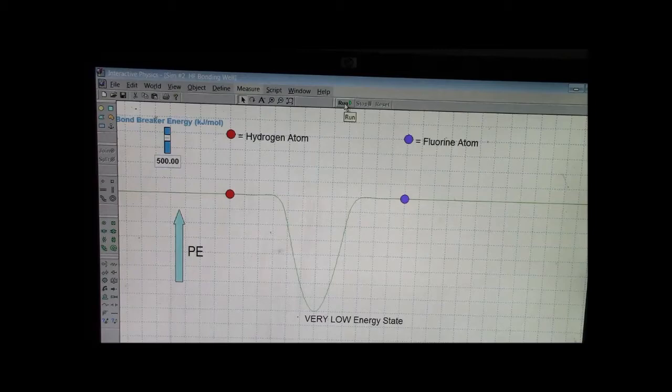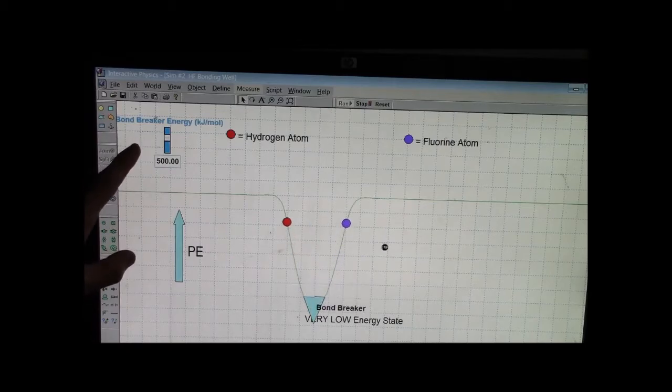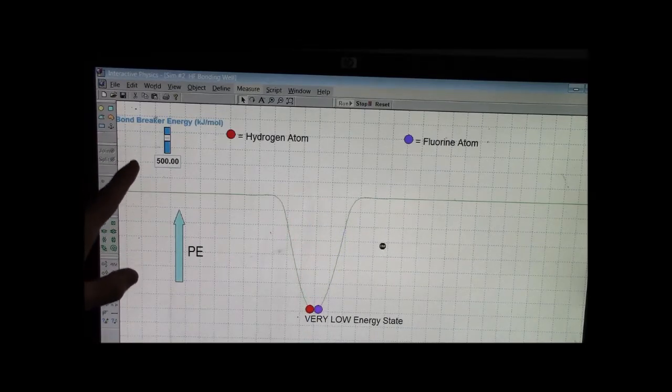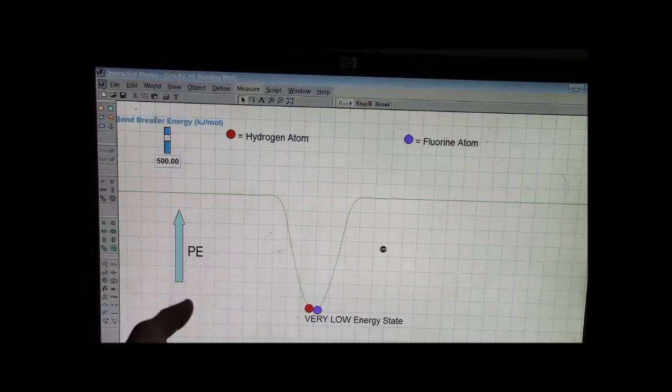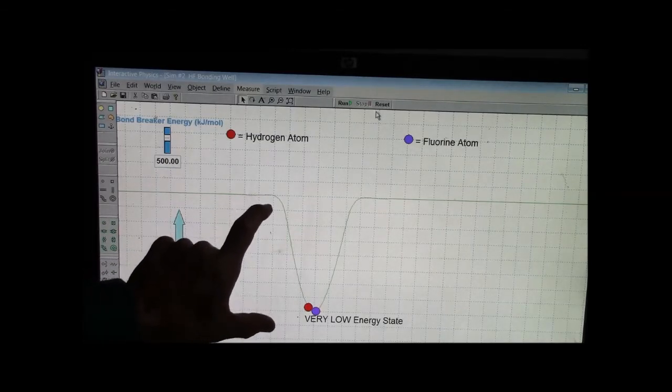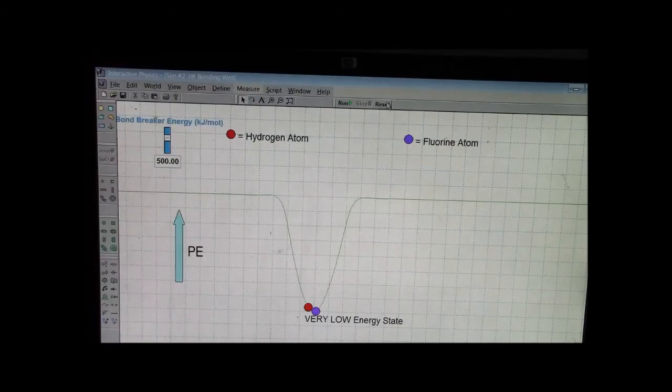Some students find it paradoxical that the lower the energy of the bond, the harder it is to break, the more energy it takes to break. But based on this model of a well, it should make sense to you that the lower the energy, the more energy it takes to break.